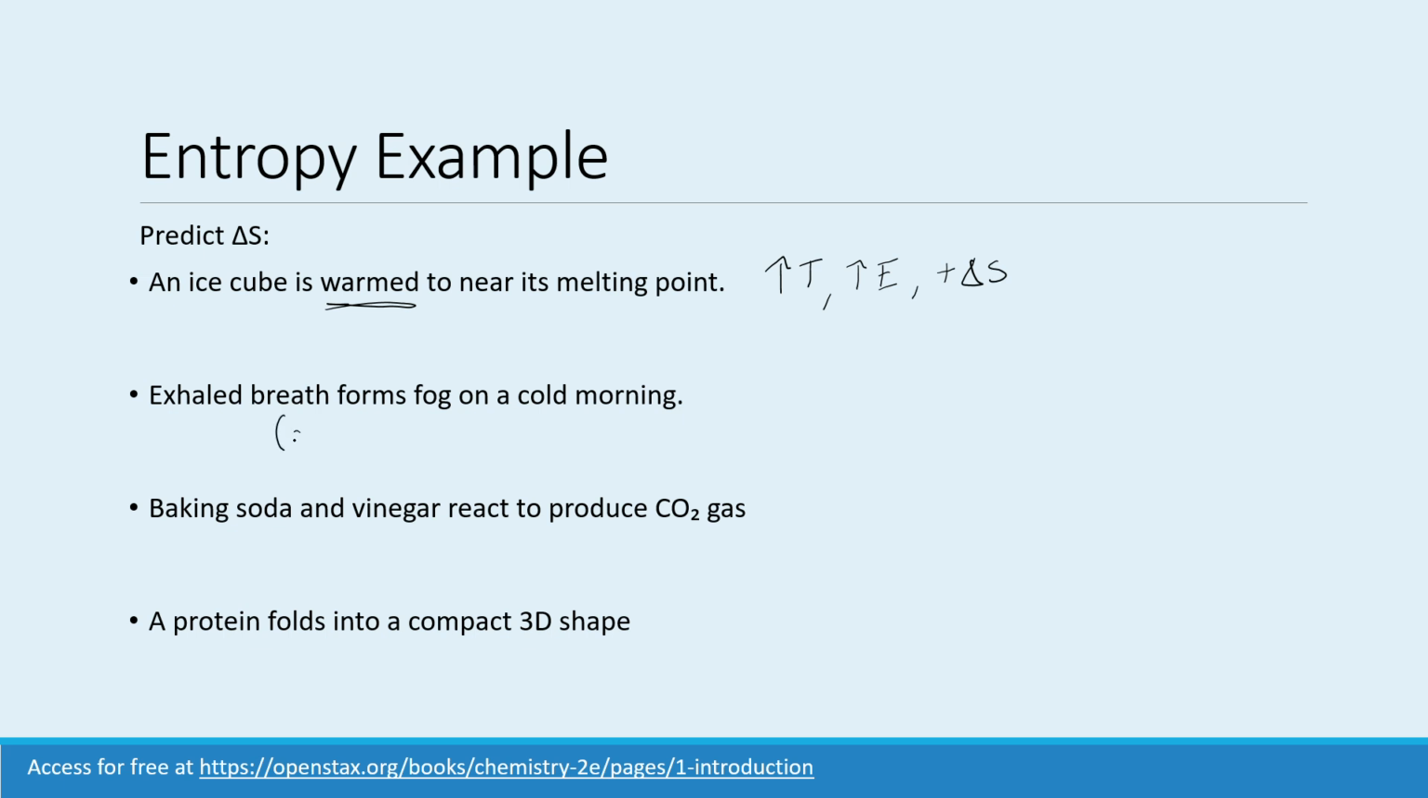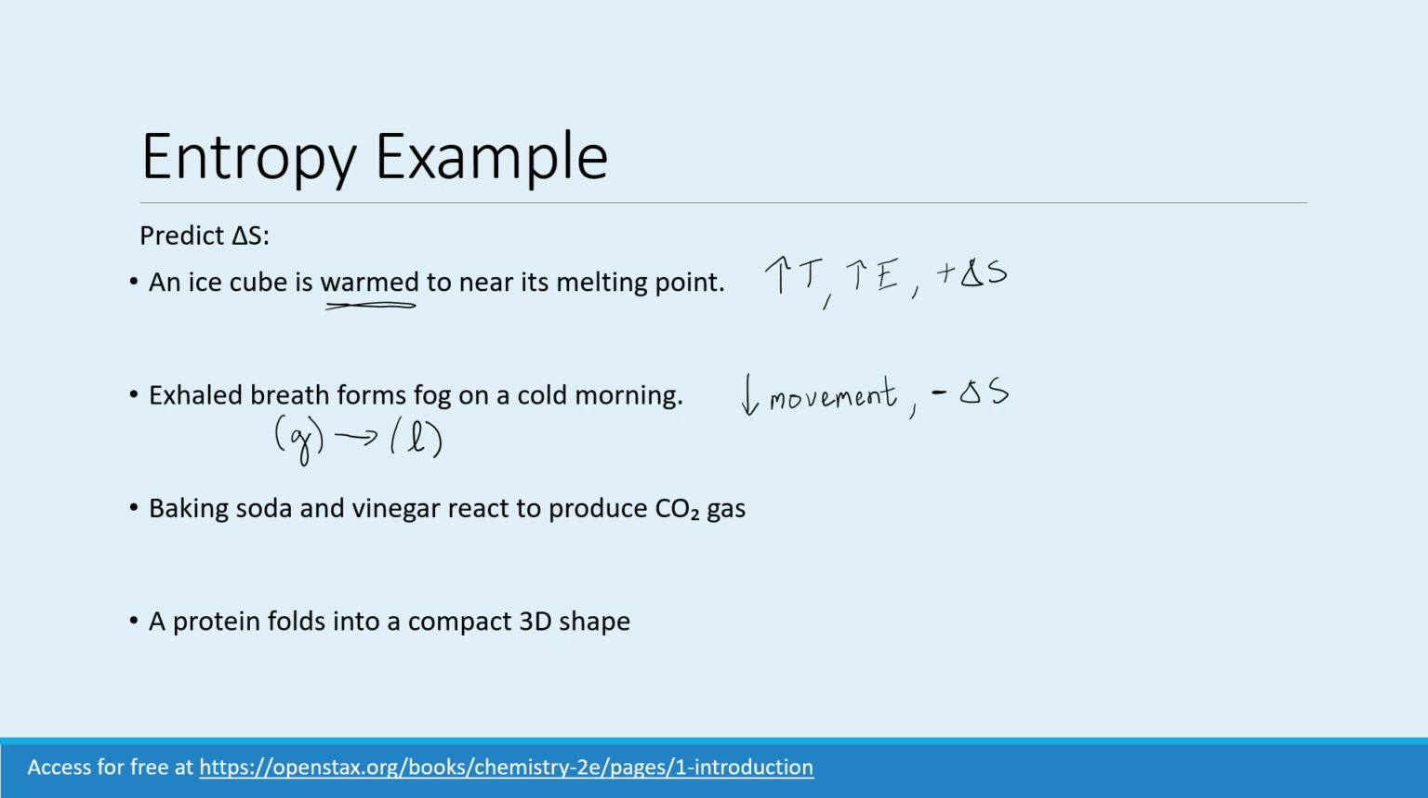Second case, we've got exhaled breath. So our breath is a gas, and we're going to form fog. So that gas is condensing into a liquid. Okay, and so if we have less gas molecules, then we're going to have a decrease in the freedom of rotation or freedom of movement of those molecules. So that's going to cause a decrease in your entropy. Okay, anytime you have less gas, you're going to have a decrease in entropy or a negative delta S value.